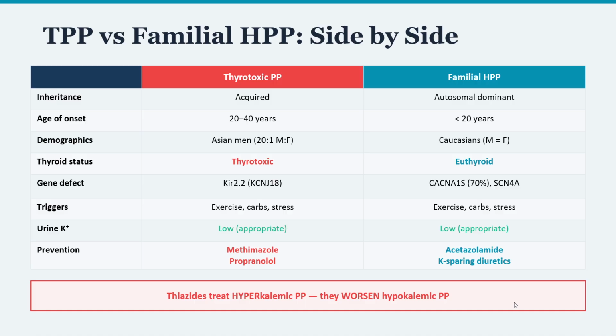And see that warning at the bottom. Hydrochlorothiazide is used for hyperkalemic periodic paralysis, a completely different entity. If you give a thiazide to someone with hypokalemic periodic paralysis, you'll make things worse. Know which is which.